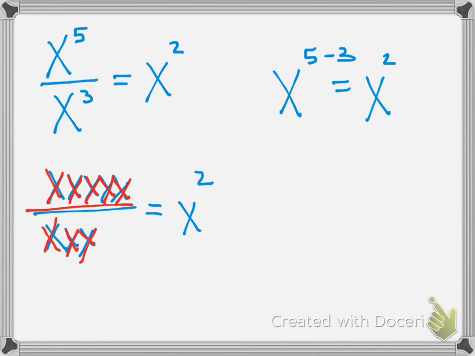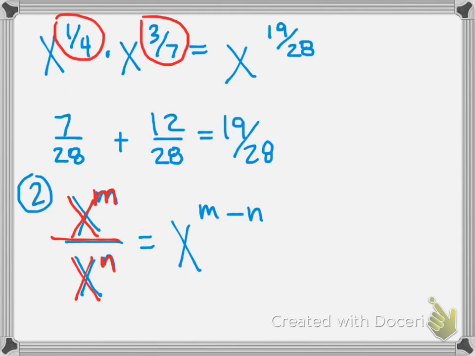This is another way to do it. Why this works is because you cancel these x's. Bye-bye, bye-bye, bye-bye. You're left with 2 on top. So the rule that always works is you do 5 subtract 3, or the top subtract the bottom. See, back here, m minus n, top exponent minus the bottom exponent.